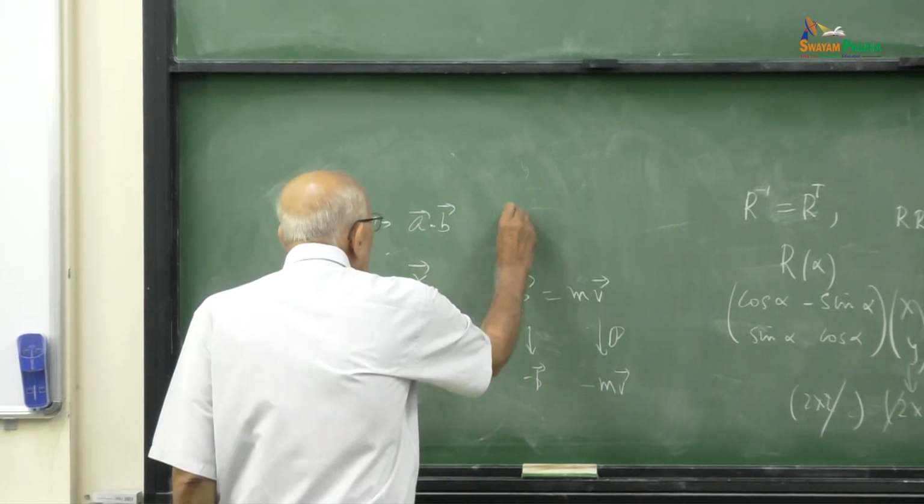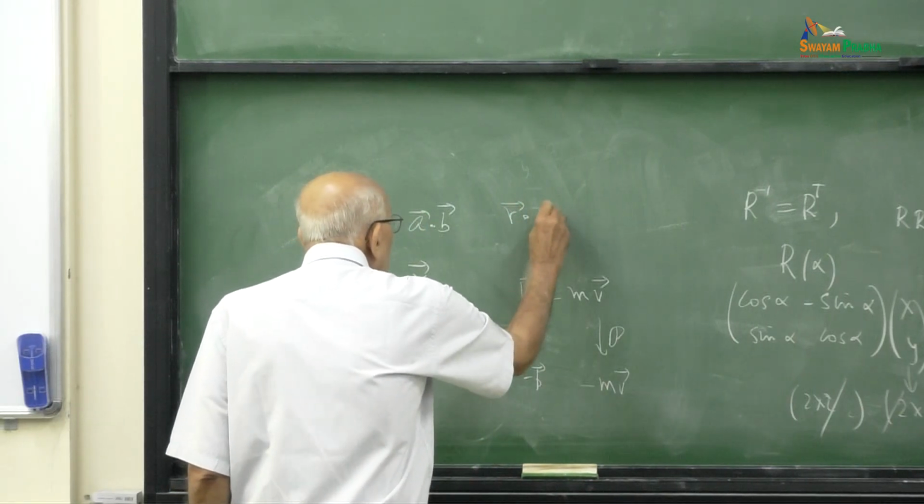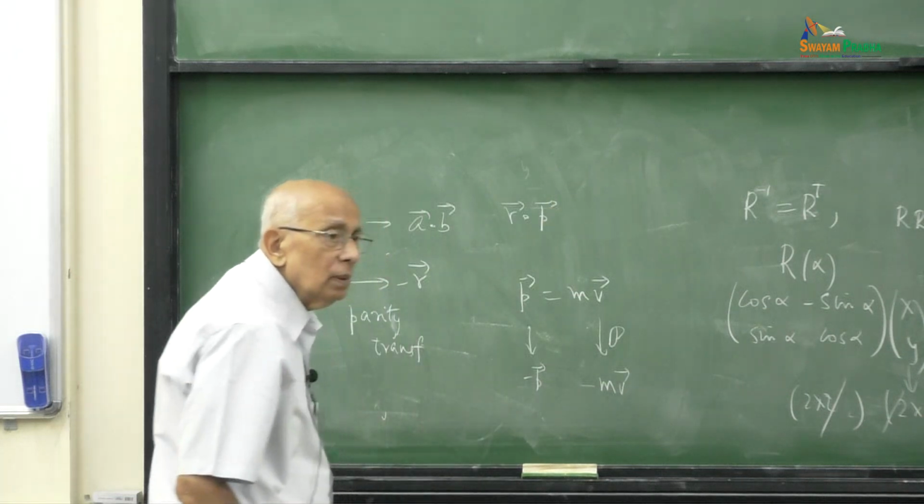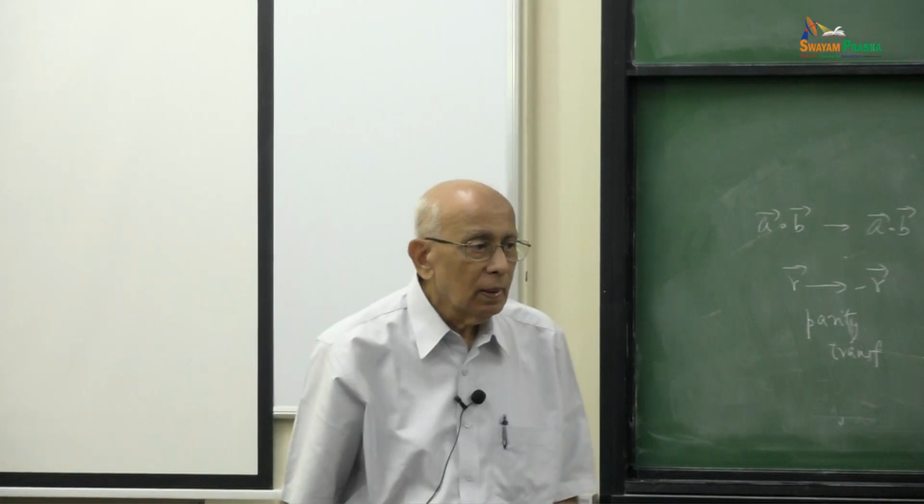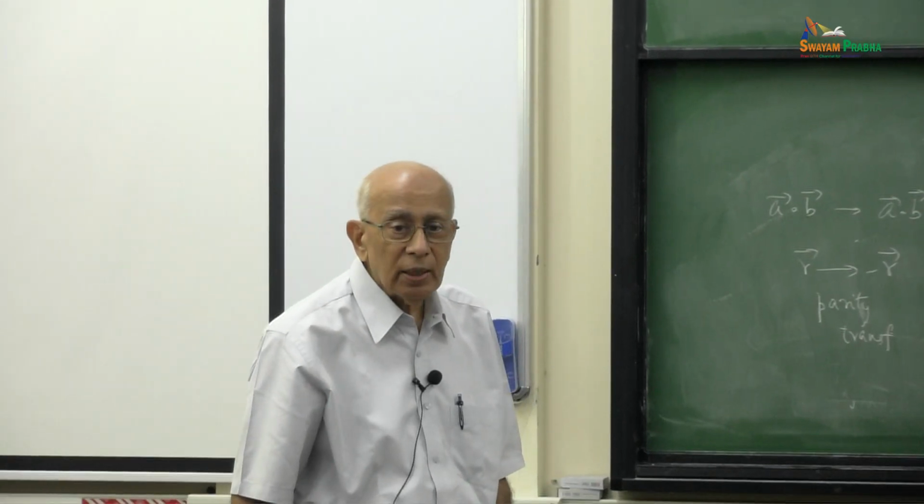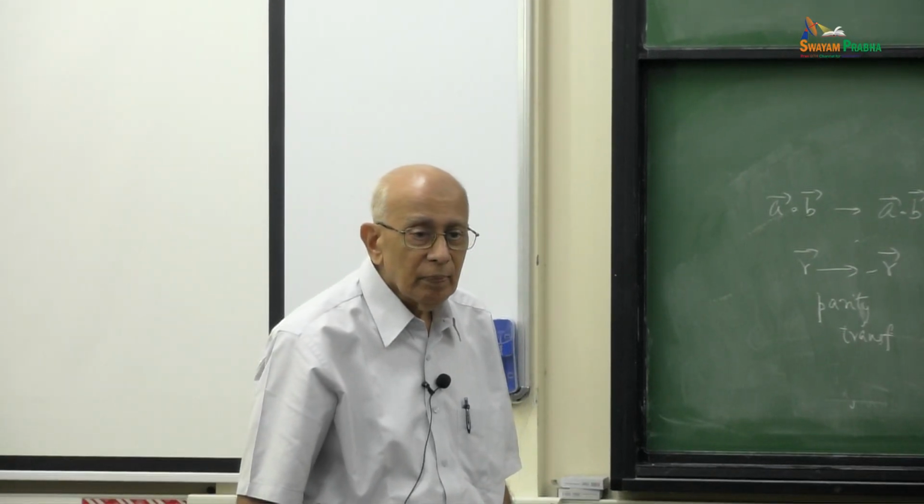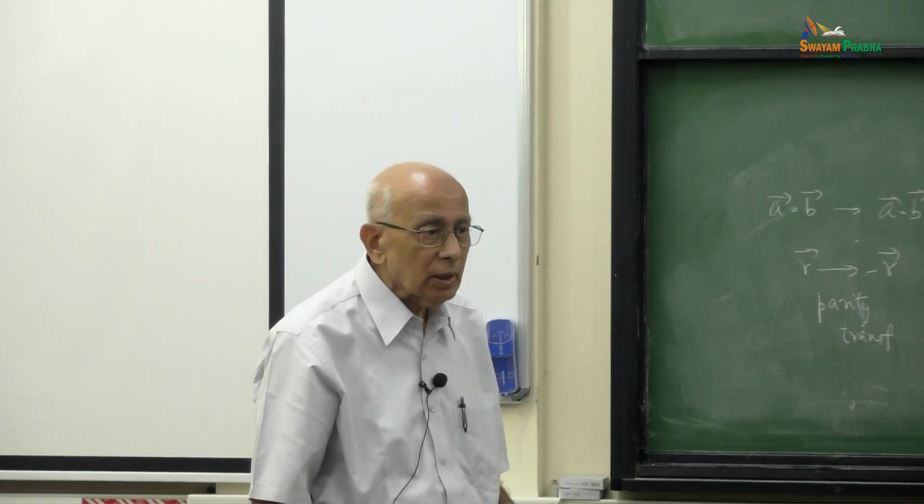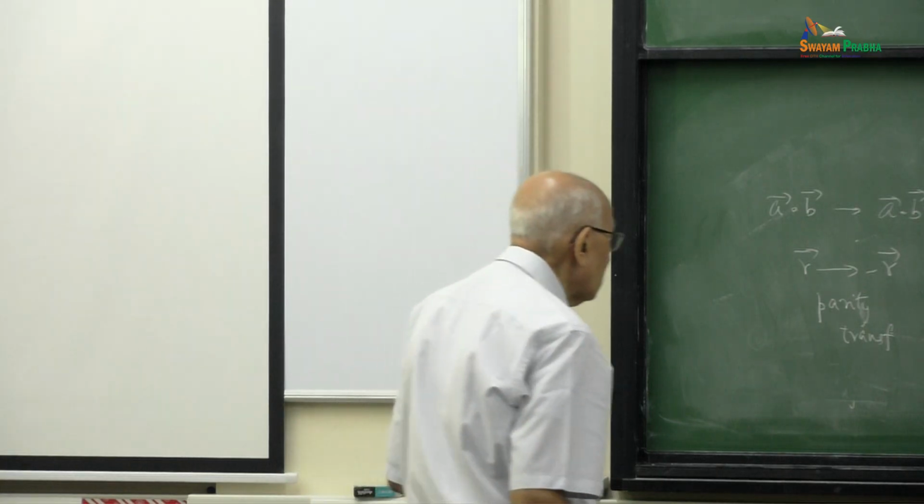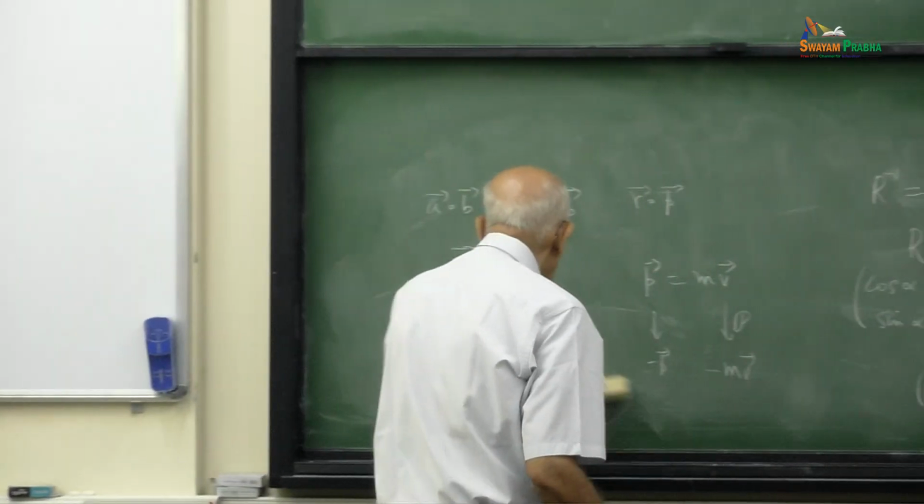So what does this quantity look like? R dot P, what does it do? Does it change sign or not change sign? It doesn't change sign. R changes sign, P changes sign, so this scalar quantity doesn't change sign. It's also a scalar. What about this?